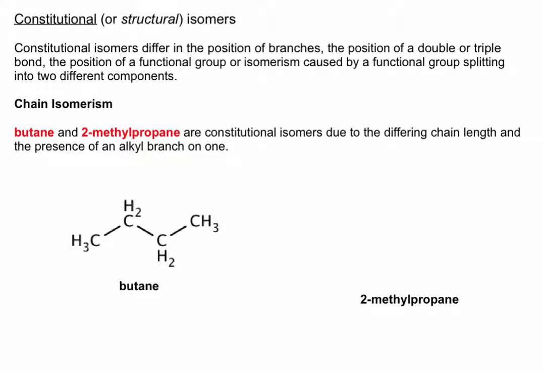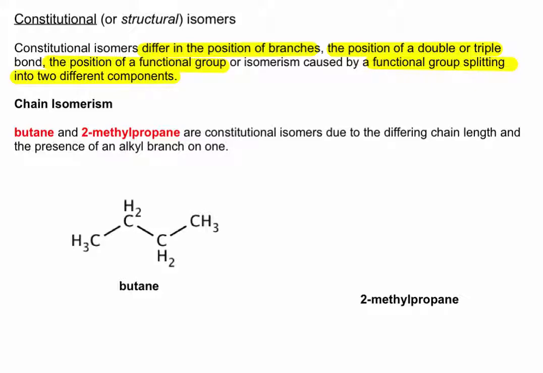So constitutional isomers or structural isomers, basically the isomer differs in the position of branches is one way to look at it. So you can have a branch at a different spot. The position of a double or triple bond, so this occurs with alkenes and alkynes, just moving along the chain. And the position of a functional group, and we haven't talked about functional groups yet, but the functional group can just move down the chain as well. And finally, there are isomers caused by the functional group splitting or changing, and we're not really going to get into that too much, but that is a possibility.